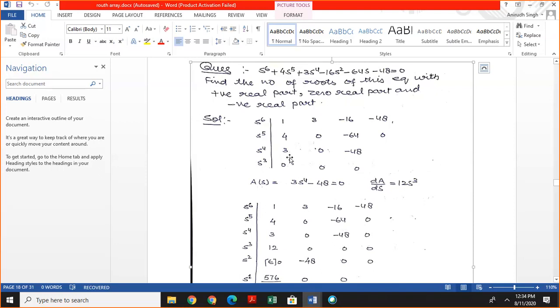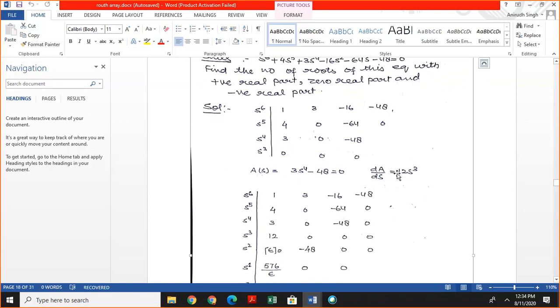So form an auxiliary equation from the row just above this 0 row. Form this 3 s raised to power 4 plus 0 s raised to power 2 minus 48. We get this auxiliary equation. Put this auxiliary equation equal to 0 and also differentiate it, and you get 12, which is the coefficient of this s raised to power 3 row.